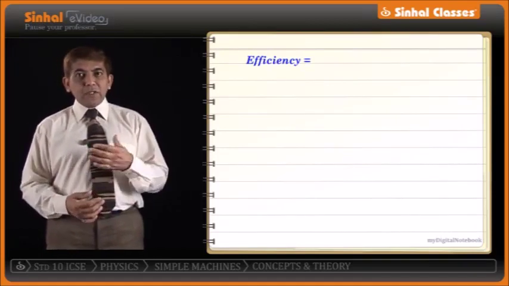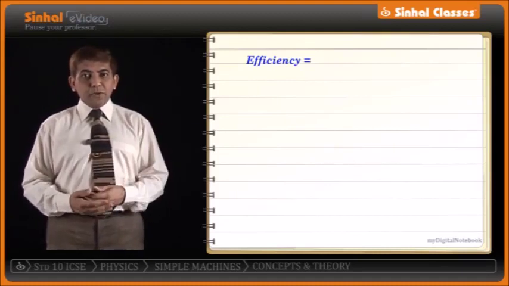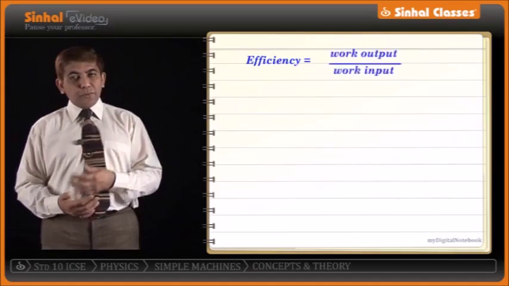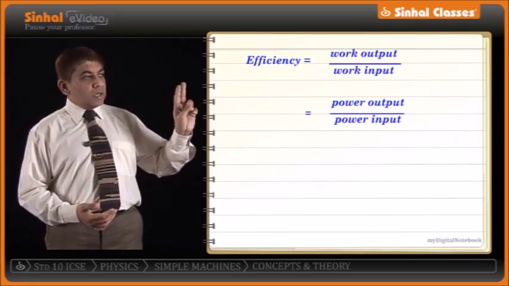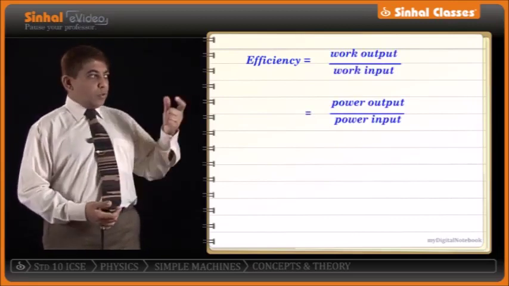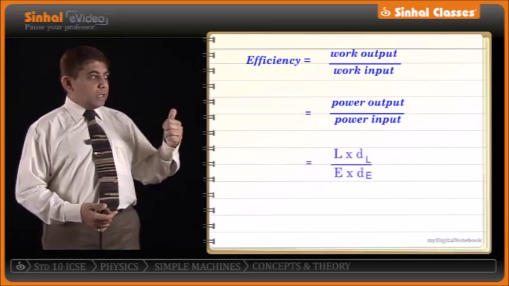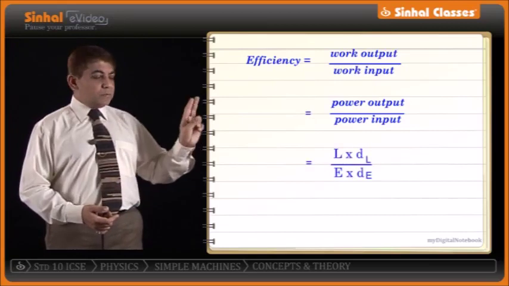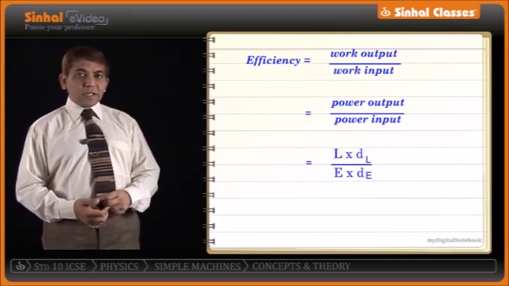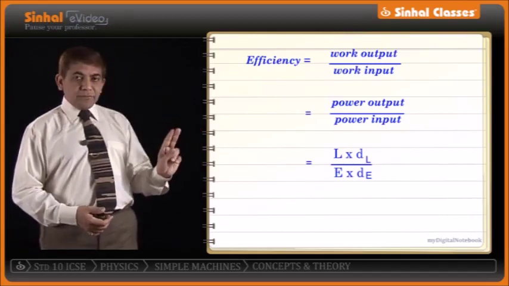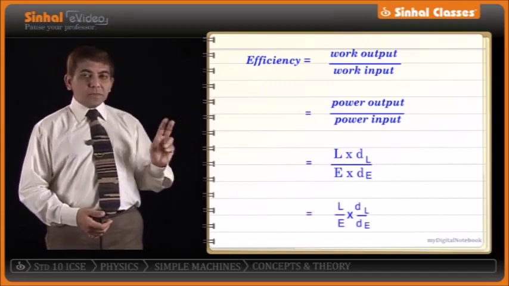So we define efficiency as the ratio of work output to work input, or the power output to power input. Since we are defining it as work output upon work input, we know work is nothing but load multiplied by displacement of load. Similarly, work input is nothing but effort multiplied by displacement of effort. So if I segregate it into two fractions, I get load upon effort multiplied by displacement of load upon displacement of effort.